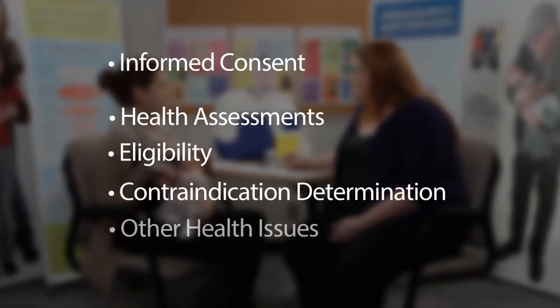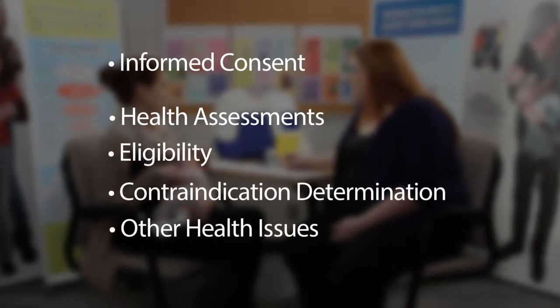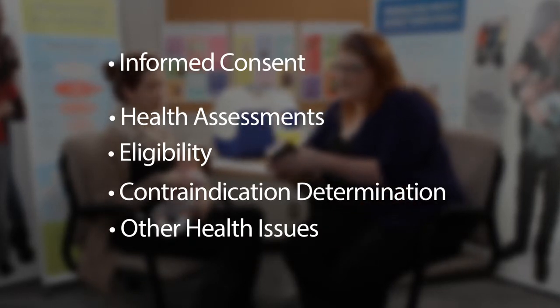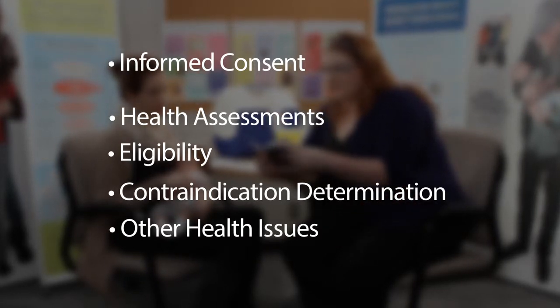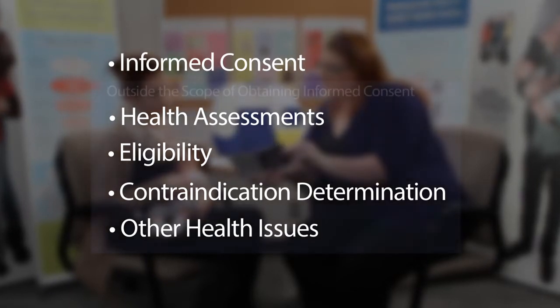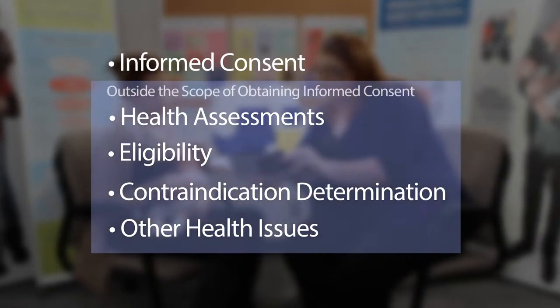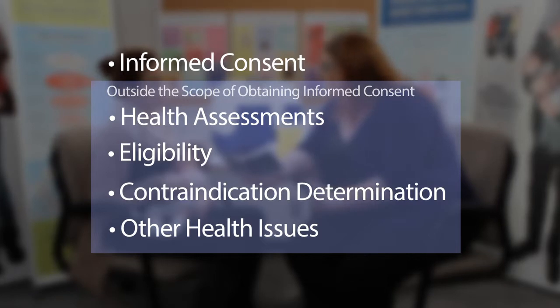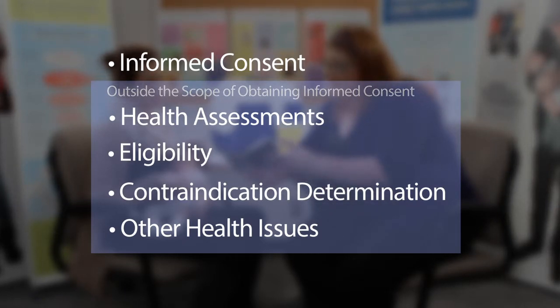There is a difference between obtaining informed consent to immunize and deciding to do the actual immunization. The health assessment and eligibility and contraindication determination are aspects of the decision to immunize using clinical judgment. These are all outside the scope of obtaining informed consent. The purpose of this demonstration is to obtain informed consent prior to immunization when the client has reviewed the standard information, and to discuss how family members can bring the child to the clinic.